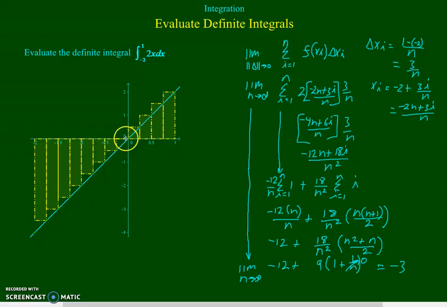And that makes sense because it appears that there's more of this negative quantity than there is of the positive. So it looks like the measures match. So let's move on and take a look at another example.